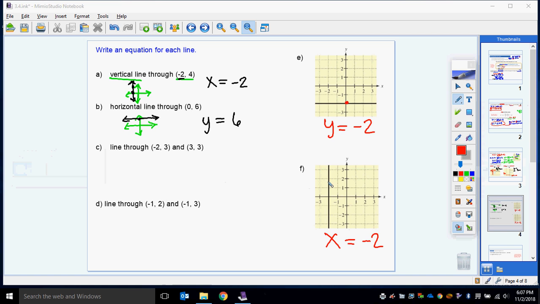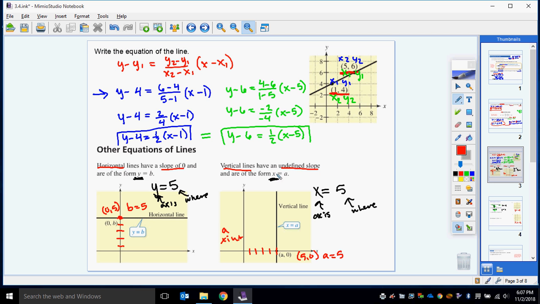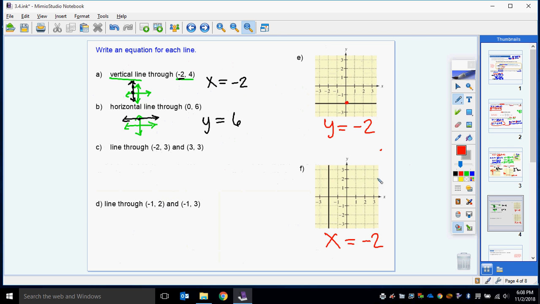Hopefully you found out that it crosses the x-axis, so it's x equals, and then it crosses at -2. If you didn't follow that rule of which axis it crosses, a vertical line, if you go back and look at your rule here, a vertical line has a form x equals a number, so that number is wherever it crosses. All right, let's try C and D.